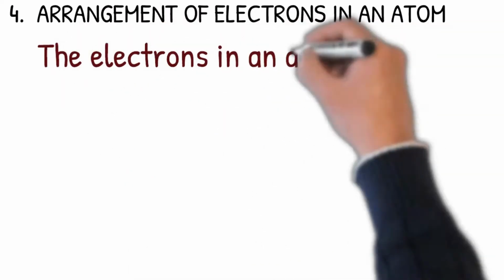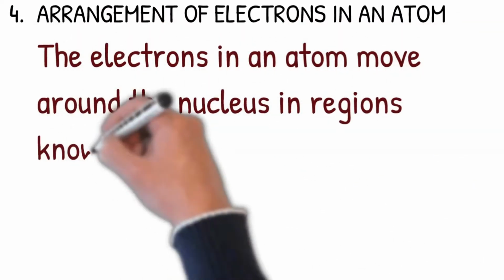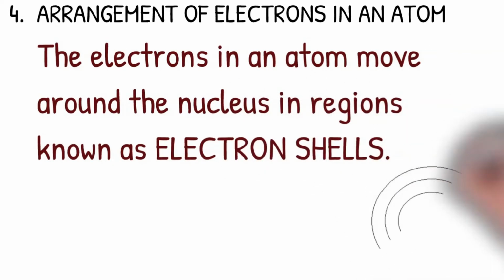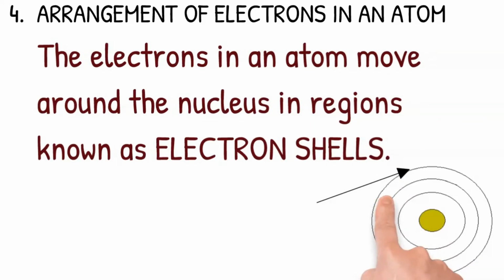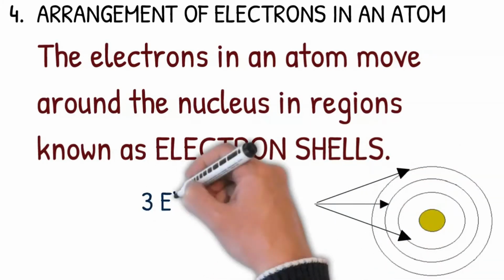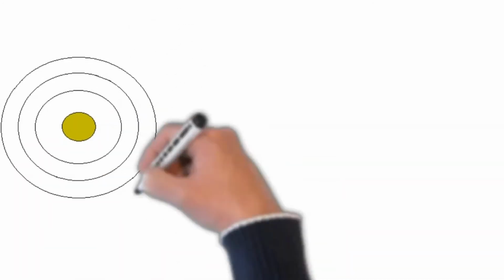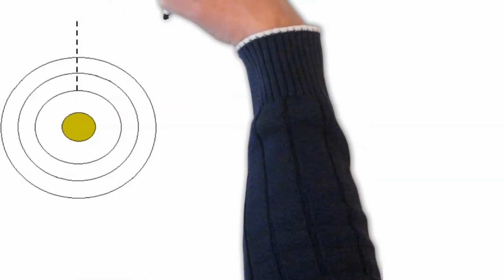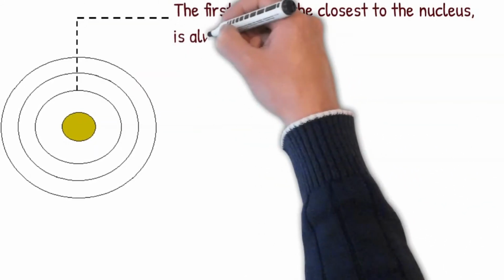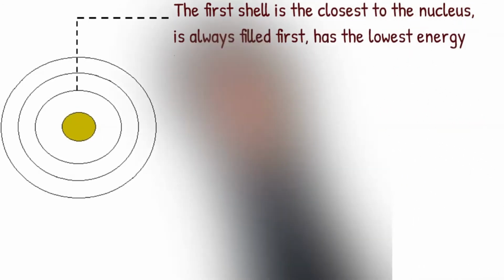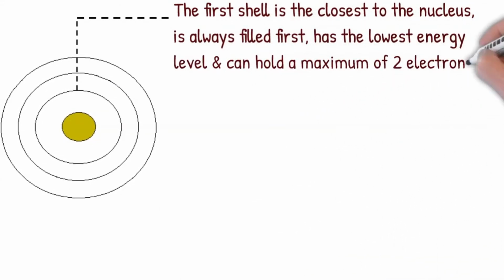Arrangement of electrons in an atom. The electrons in an atom move around the nucleus in regions known as electron shells. Three electron shells. The first shell is the closest to the nucleus, is always filled first, has the lowest energy level and can hold a maximum of 2 electrons.